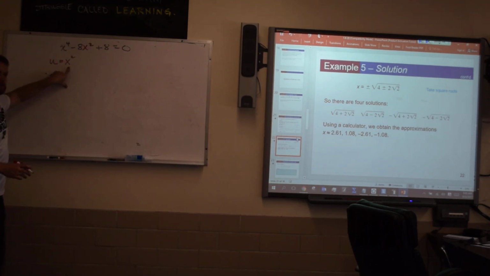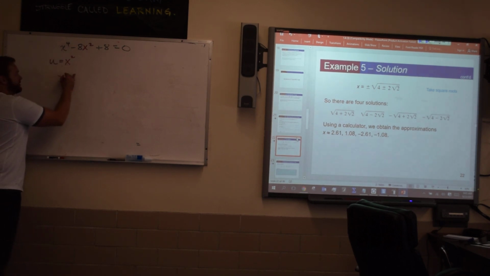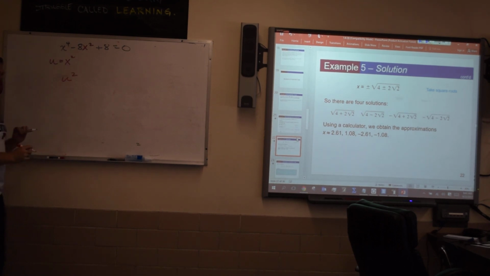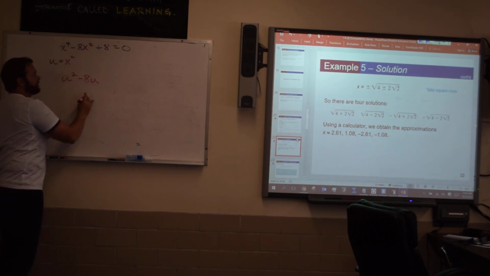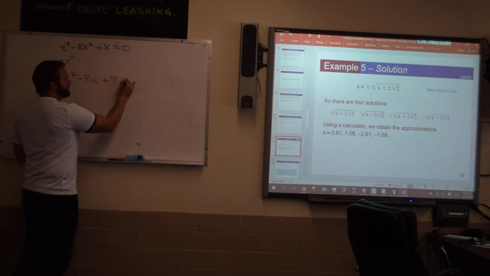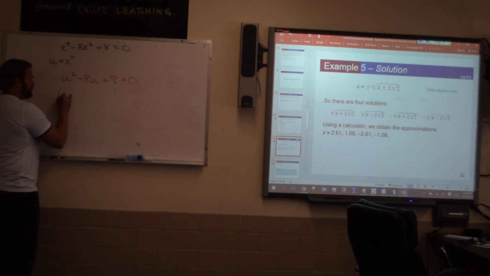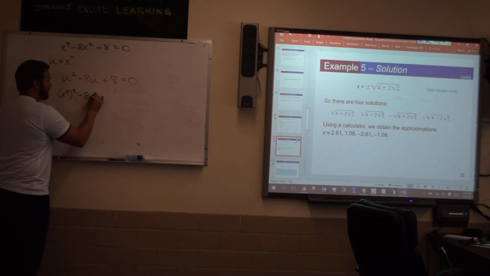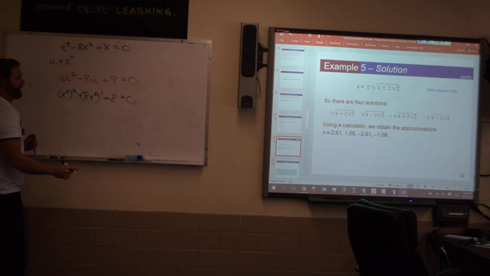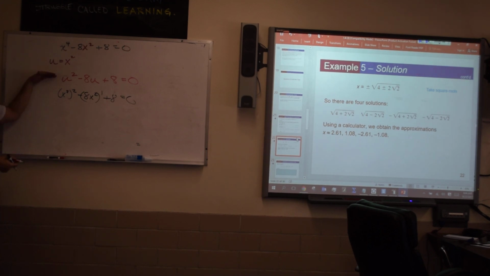x squared squared is x to the 4th, right? Okay? So previously we had x squared squared. Well now, if x squared is u, I make that substitution, and I just have u squared minus 8u plus 8 equals 0. Does that look a lot friendlier than what we had before? Okay? I mean, that's Algebra 1 stuff there, right?